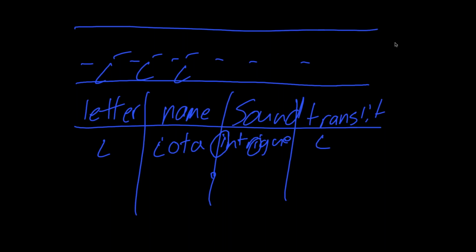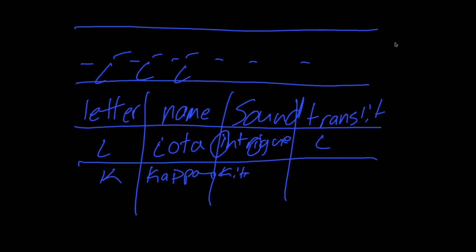After iota comes kappa. Kappa is spelled like this. And kappa makes the K sound as in kitchen. And your transliteration is, what's that? Okay.